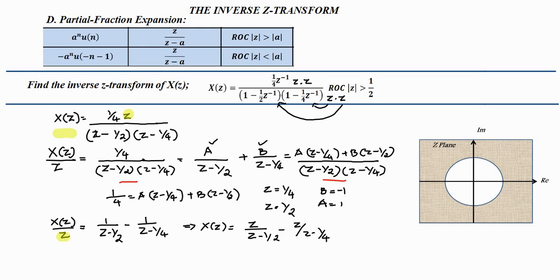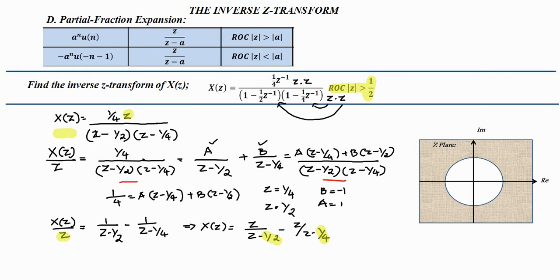Now we can compare with the standard form. There is one term z by z minus 1 by 2, and now we need to find the inverse of this. You can see that this is in the form z by z minus a. There are two options, either the causal form or the anti-causal form. That depends on the ROC, so we need to evaluate the ROC now. Here the ROC is modulus of z greater than 1 by 2, and here we will get two poles: one is z equal to 1 by 2 and one is z equal to 1 by 4.